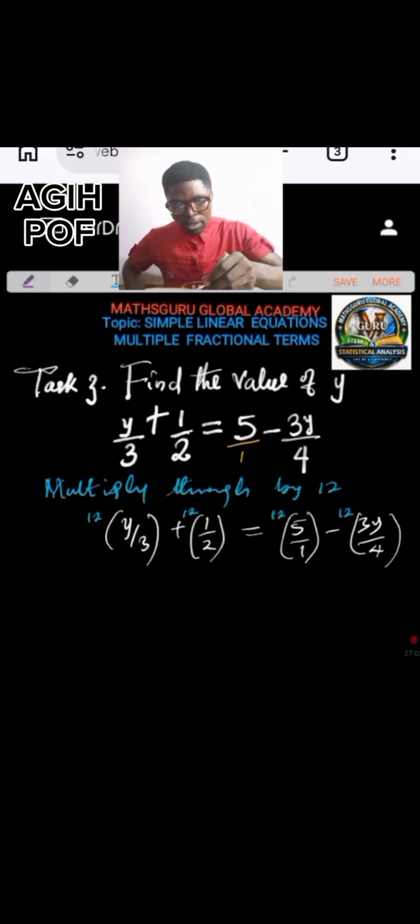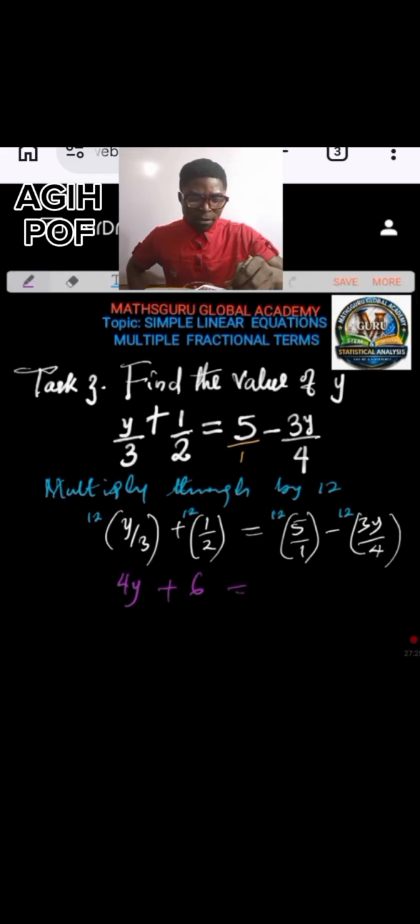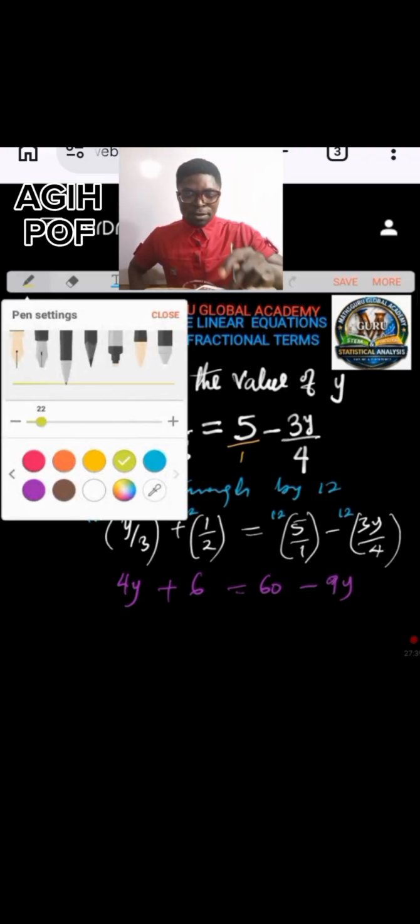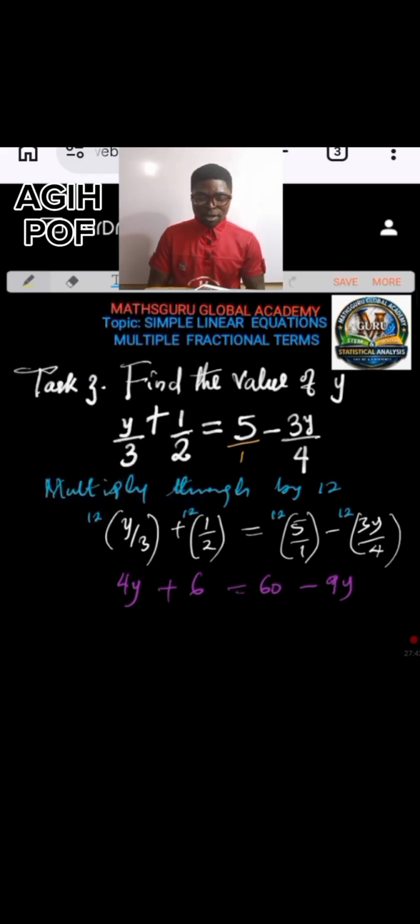I divide the 12 outside by the denominator and then multiply the result by the numerator. 3 in 12, 4. 4 times y, 4y. Plus 2 in 12, 6. 6 times 1, 6. Equal to 1 in 12, 12. 12 times 5, 60. Minus 4 in 12, that will give us 3. 3 times 3y, and that will give us 9y. Good job. Great one. Let's move further.